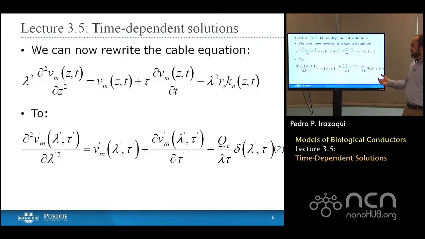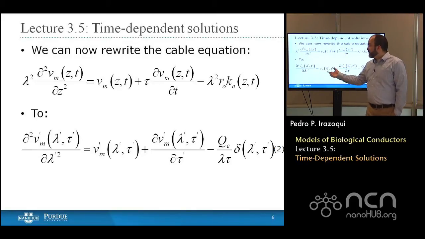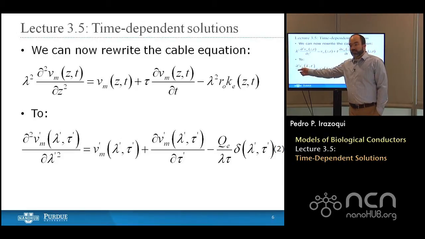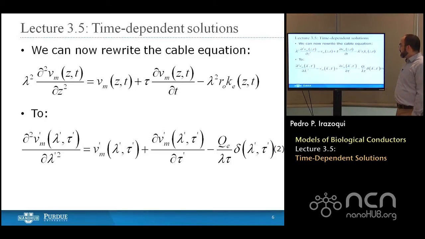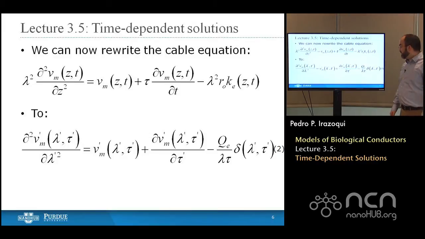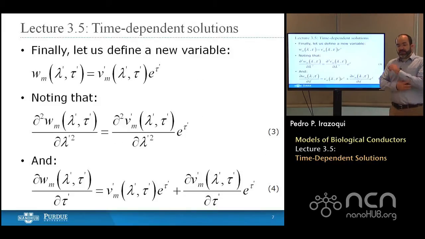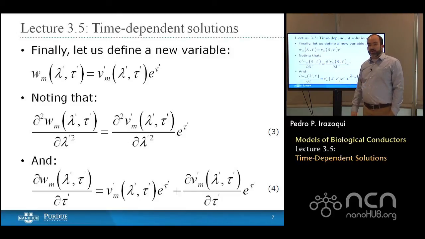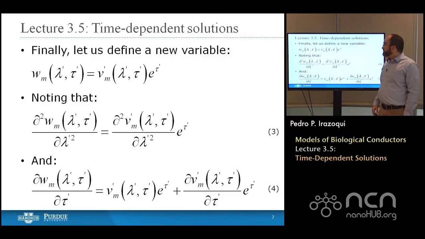So you can recognize the capacitive current element and the resistive current element, where we've moved the lambdas over, but we've now eliminated the lambdas because we've replaced them with these normalized variables. So we've gotten rid of the constant out front of the second derivative of the membrane voltage, and that's what we're after. And finally, we can define a new variable, W sub m, and W sub m is going to be a function of lambda prime and tau prime. And we're going to say that W is equal to Vm prime times e to the tau prime.